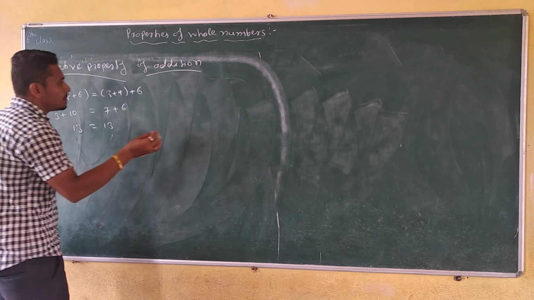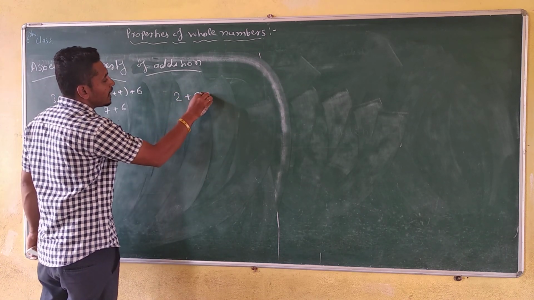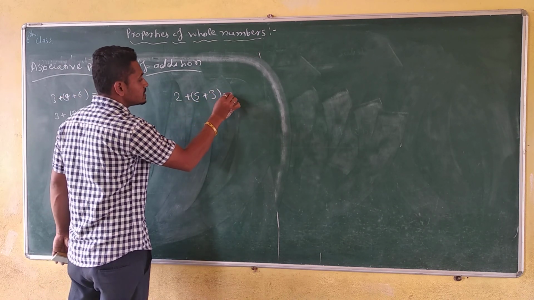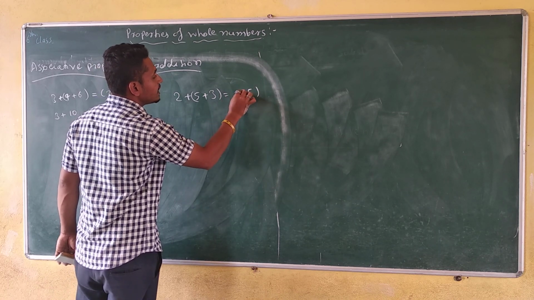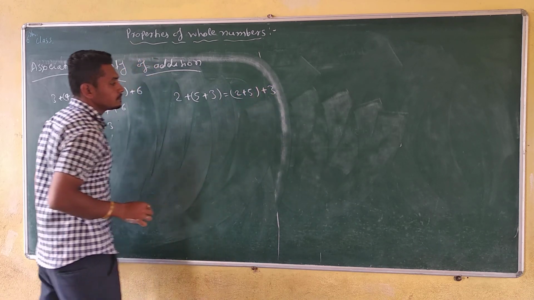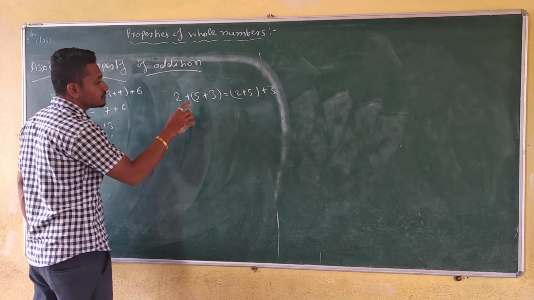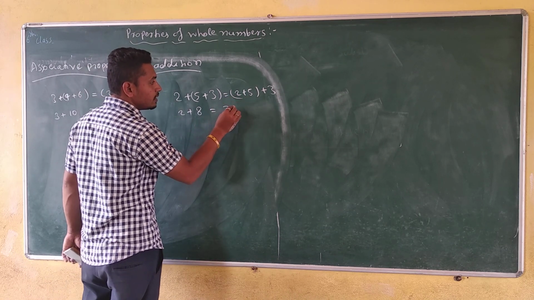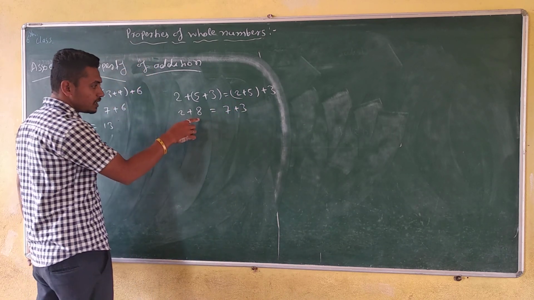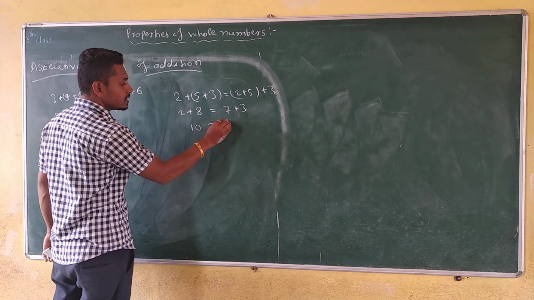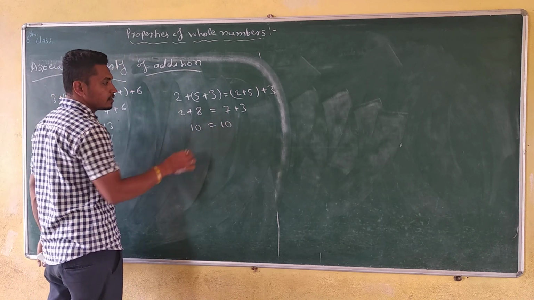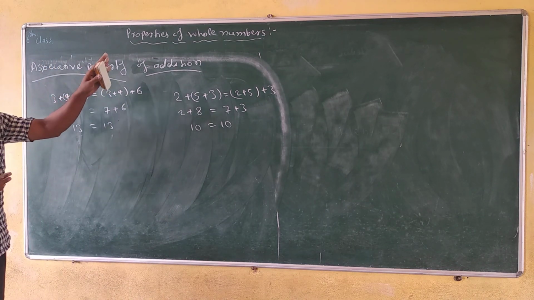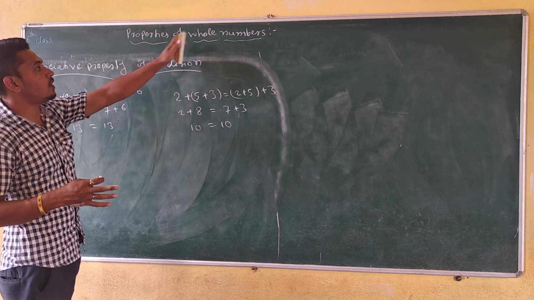Take another example: 2 plus 5 plus 3. Take 5 plus 3 in the bracket, equals 2 plus 5 in the bracket, plus 3. Now see here, 2 plus 8 is 10, and 7 plus 3 is also 10. So 10 is equal to 10. We can say that the associative property holds for addition of whole numbers.